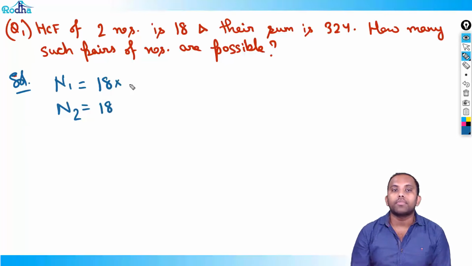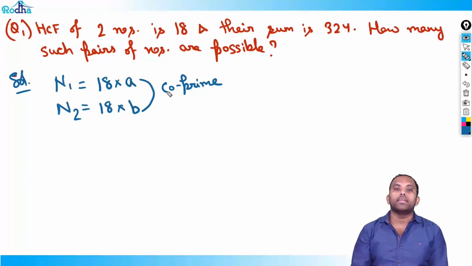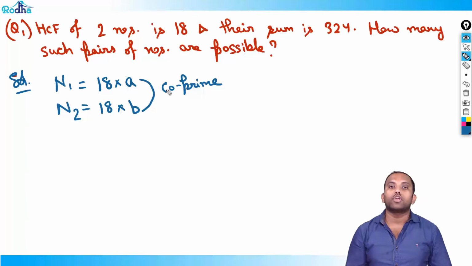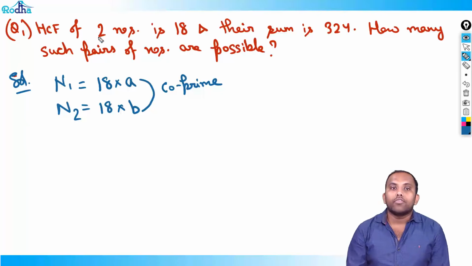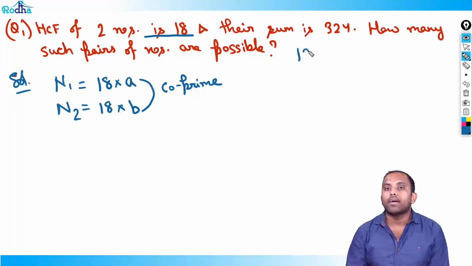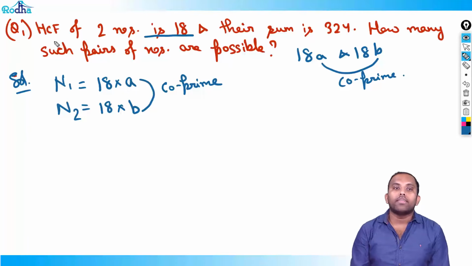The part left is something, let's say, into A and into B, right? Where A and B should be co-prime to each other. They should have nothing in common, that their HCF should be 1. So I can directly write: if the HCF of two numbers is 18, that simply means the numbers are 18 into A and 18 into B, where A and B are co-prime. Always. So if the HCF of two numbers is 18, the numbers are 18A and 18B.